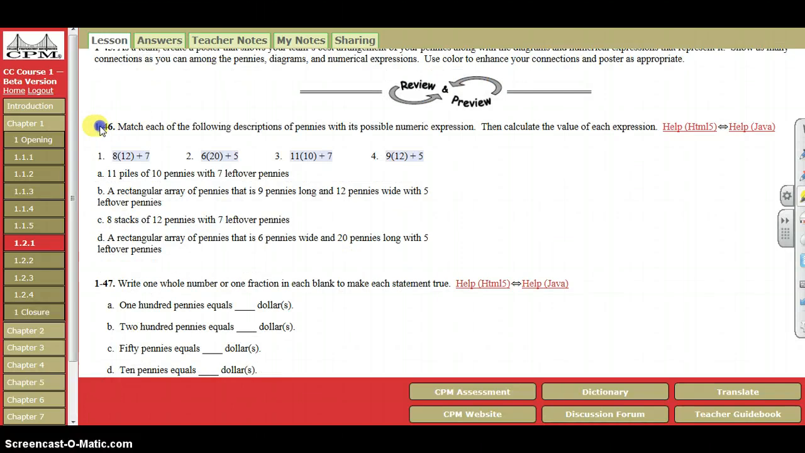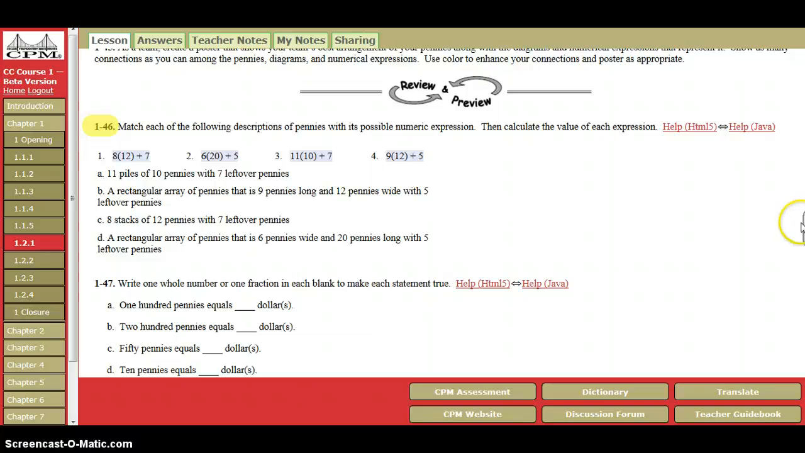I'm just going to grab my highlighter here so you know that we're focusing on question 146. Question 146 says, match each of the following descriptions of pennies with its possible numeric expression. Then calculate the value of each expression.